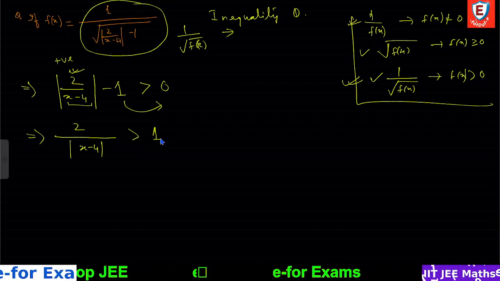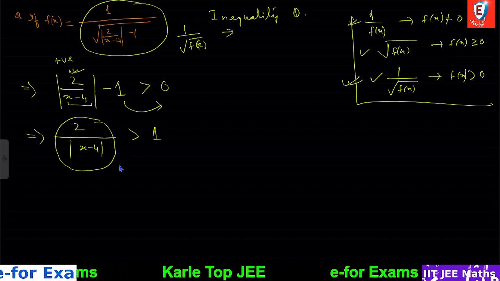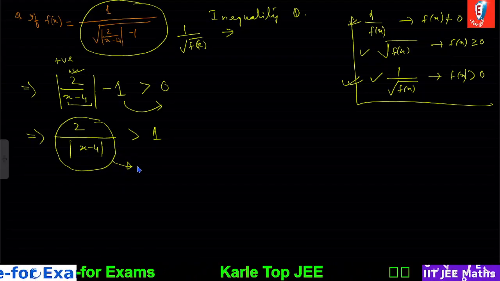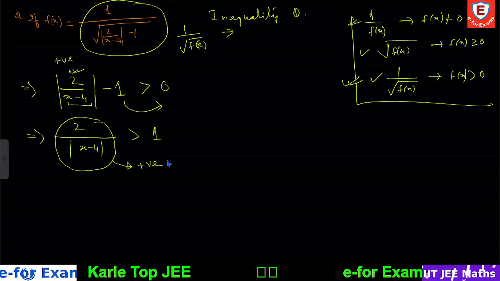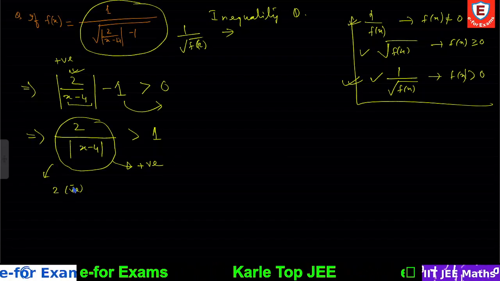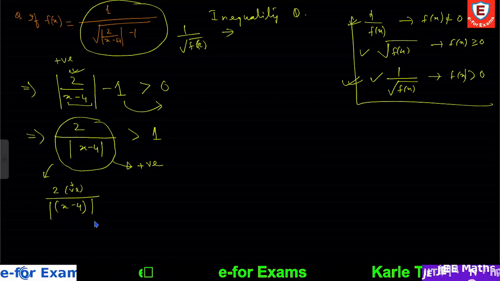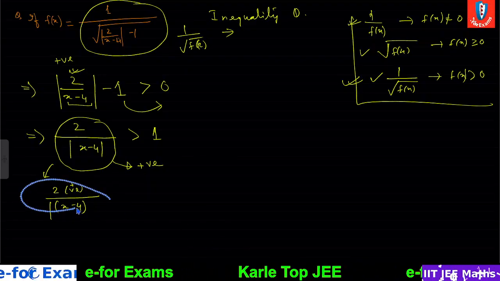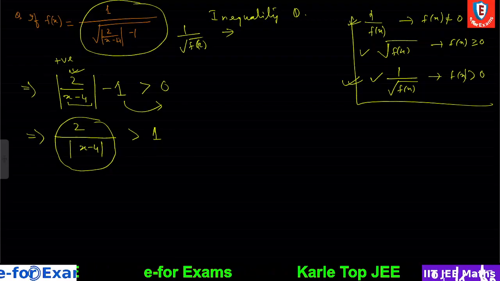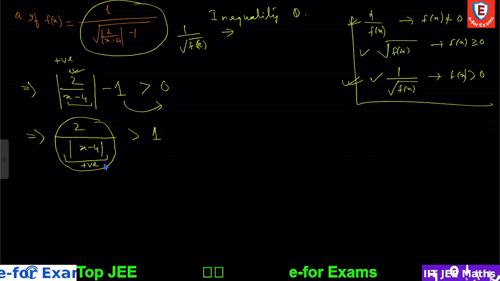2 by mod of x minus 4 is greater than 1. This means the whole thing is a positive quantity, right? And here 2 is a positive quantity divided by this whole mod of x minus 4. Also, instead of going like this, we can check directly: the final output will be a positive value. Mod is always non-negative, right?